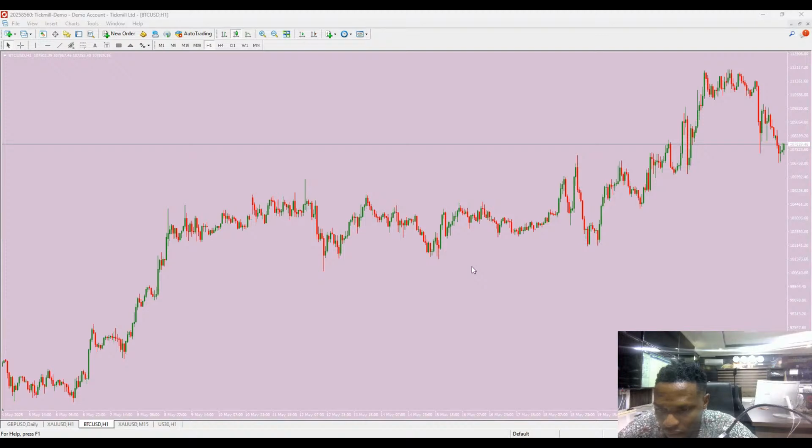Don't run up and down on time frames. Since you are starting, don't run up and down on time frames. Stick to one time frame and make use of it. What you want, you will definitely get it. So today I recap on support and resistance.